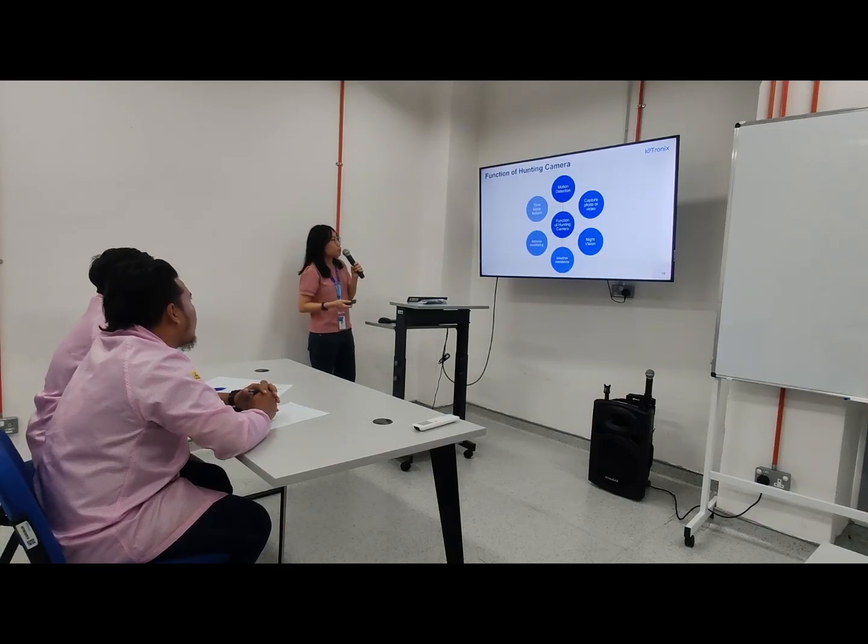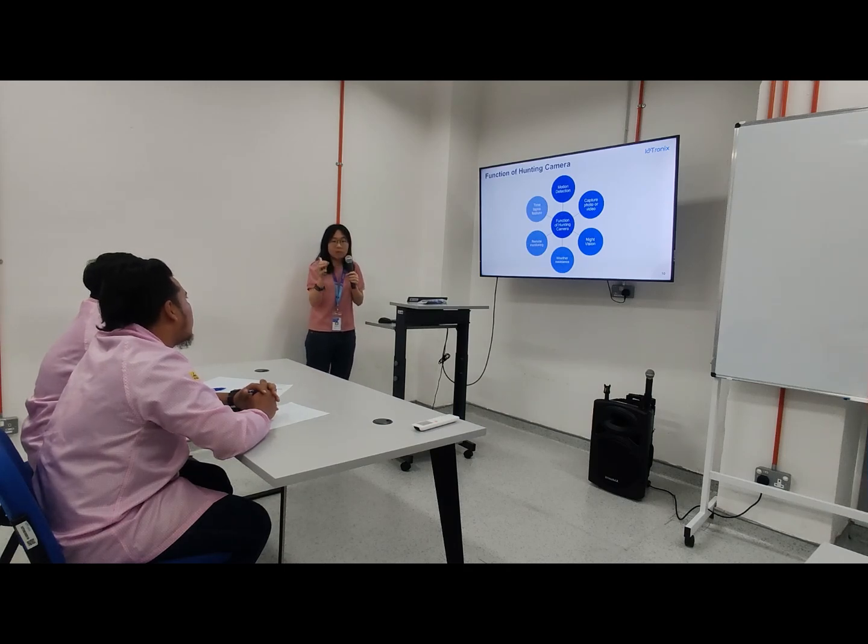Okay, the functions of hunting camera. Okay, first we use it for movement detection, for animals' movement detection, and then this device we can use to capture photo.